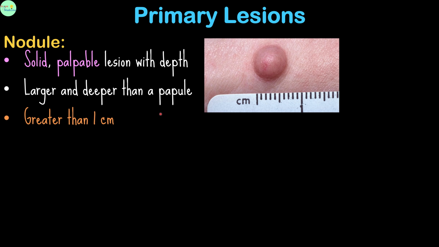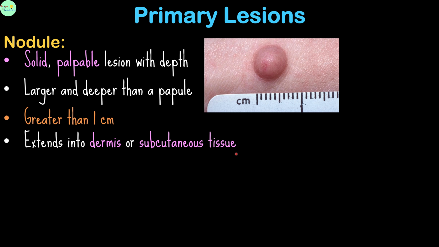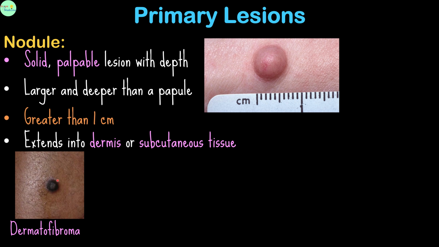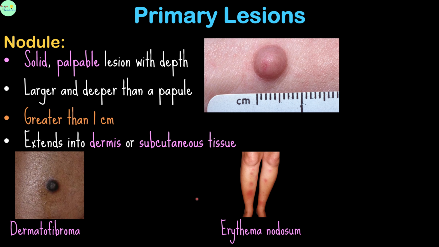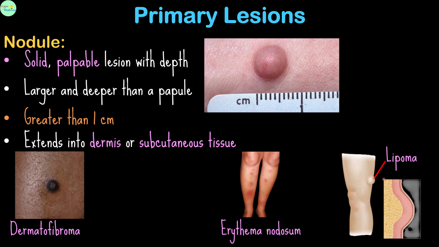A nodule is a solid, palpable lesion with depth larger than a papule. It is greater than 1 centimeter and often extends deeper into the dermis or subcutaneous tissue. Examples include a firm dermatofibroma, the tender red nodules of erythema nodosum on the shins, and a soft, mobile lipoma.